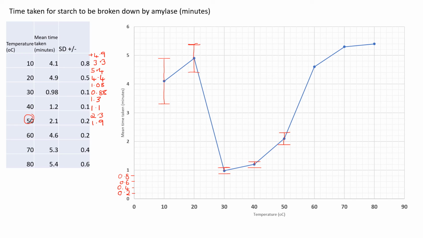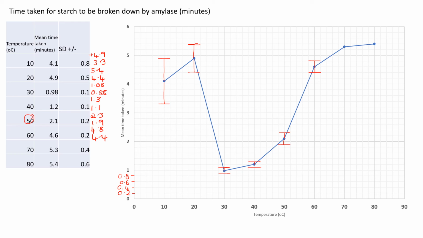4.6 plus 0.2 equals 4.8 is my top value on this one. 4.6 minus 0.2 equals 4.4. Okay, so we can plot these now. So here's my mean. I need to go to 4.8. So there's 4.8 there. And then my bottom value is 4.4. So there's 4, 4.2, 4.4. Lovely. There we are. And there's my error bar drawn.